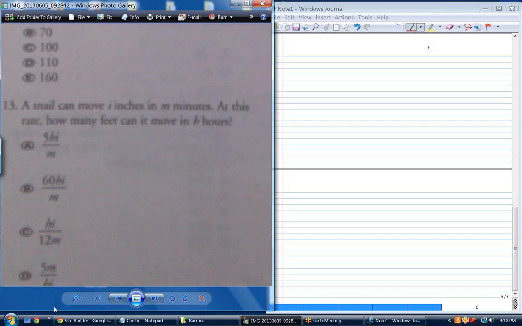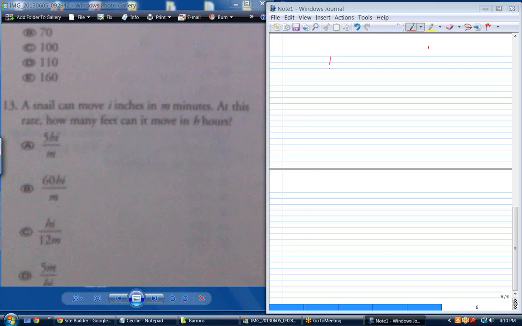In other words, this is a classic pick numbers problem because we have three variables in the stem, and all of our answers have those same three variables. So we can make up numbers and solve this real easily, and then whatever our solution is, whichever answer agrees with that number, that's our answer. Okay. So work me through the process.